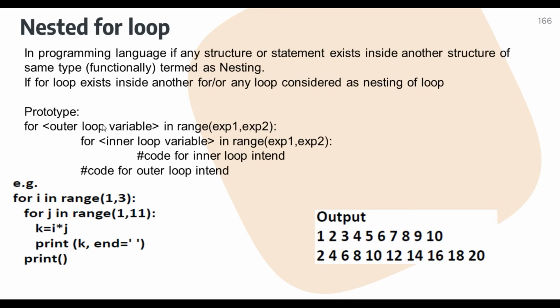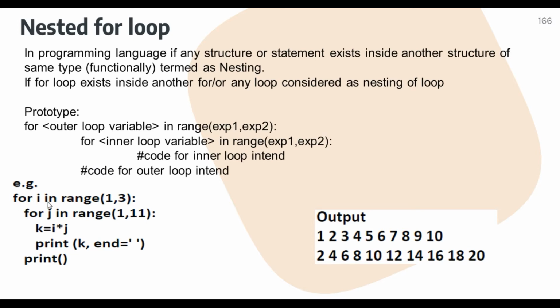So here is the prototype, students. For outer loop variable, because it is the outer loop, in range expression 1, expression 2, colon, the indent will start. This indent will have the gap of the outer loop. Then again a for loop, the inner loop variable in range expression 1, expression 2, colon will start, and its indent will also start. Here is the code for the inner loop indent, and then after that the code for the outer loop indent.